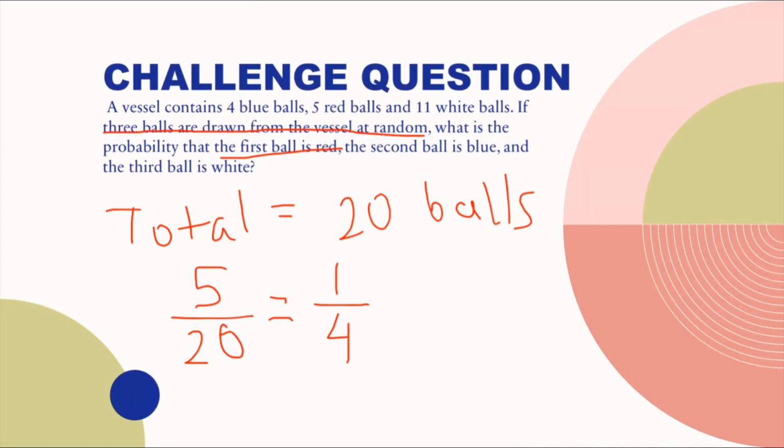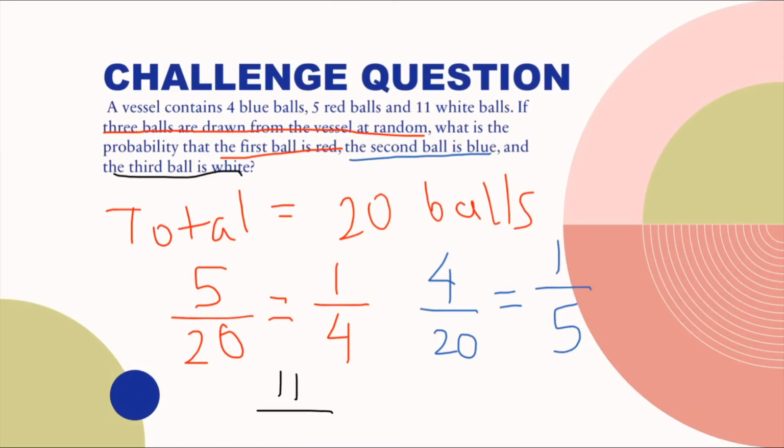Now moving on to the next one. The second ball is blue. So how many blue balls are there? 4. 4 by 20. Again, simplify it and we get 1 by 5. And the last one. The third ball is white. How many white balls? 11. So 11 by 20.